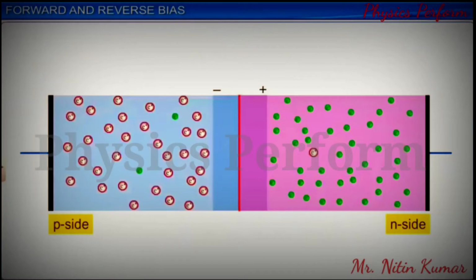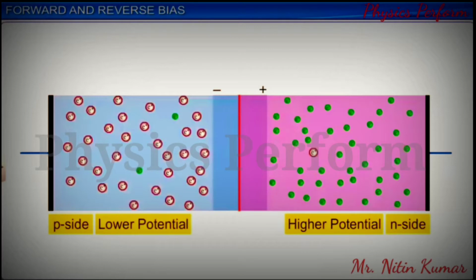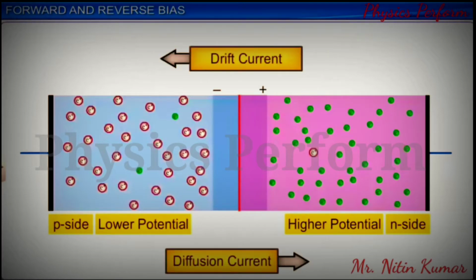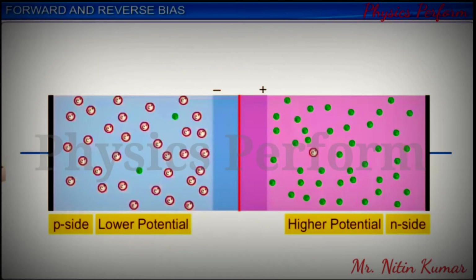We have also learnt that when the diode is not connected to the battery, the n side is at a higher potential and the p side is at a lower potential, and the diffusion current and drift current across the p-n junction are opposite in direction and equal to each other at equilibrium.